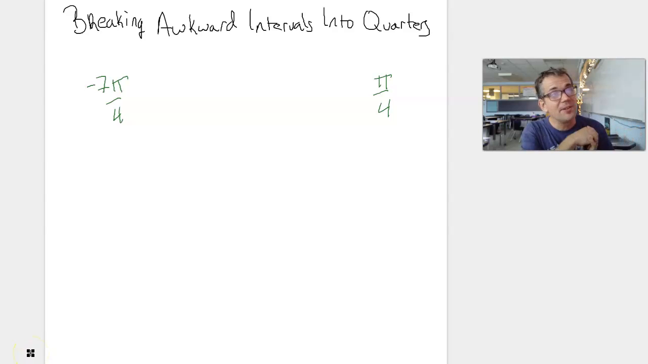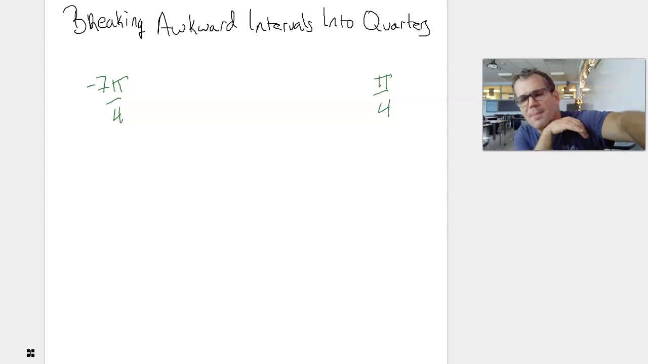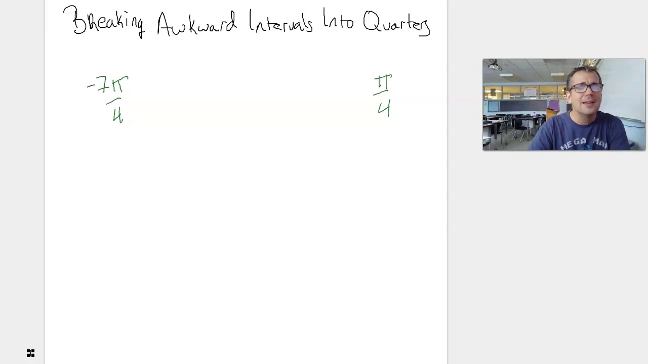Here we are again. I have an interval. Maybe it goes from negative 7 pi over 4 all the way to pi over 4. And again, my first trick is to not let the fractions freak me out, nor the pi's. In fact, since everybody has a pi and everybody has a denominator of 4, I'm pretty much going to ignore those facts and just think about those coefficients.